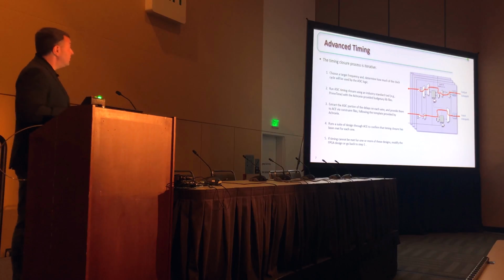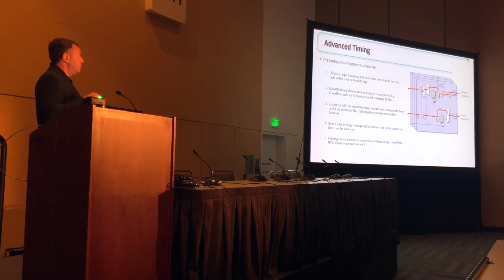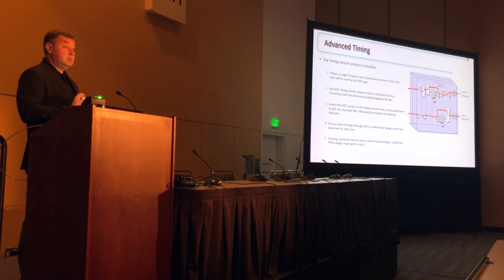So the timing closure process here is iterative. The ASIC designer chooses the target frequency and determines how much of the clock is going to be used by the ASIC logic. He runs timing closure using whatever his favorite tools are, something like PrimeTime. Again, we provide the budgetary lib files. He then extracts the ASIC portion of the delays on each wire and provides them to our ACE tool set via constraint files, and we provide the template and scripts to help generate that.